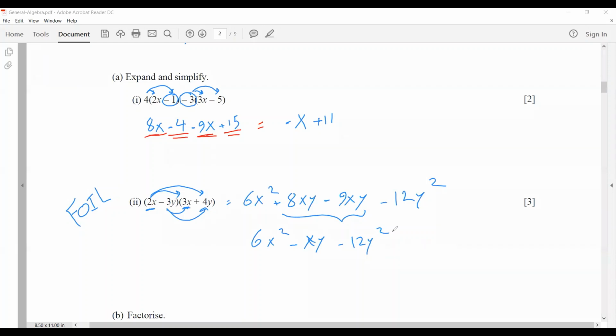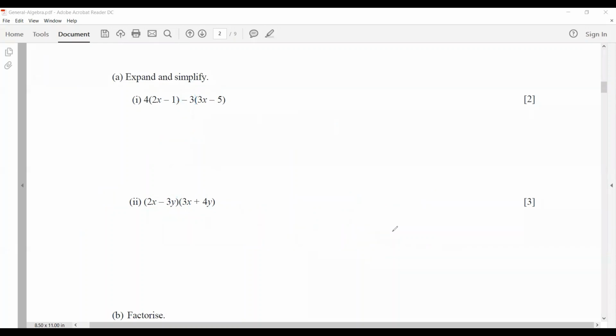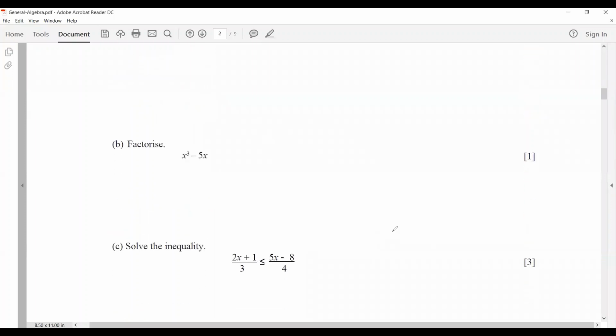Moving on to the next question. So this is factorization as well. It's very simple. It only carries 1 mark. The only common term here is x, so you just take it out. The second term, we are left with only 5. The first term, the index is 3. If you take 1x out, 2 x's remain, and that's it.